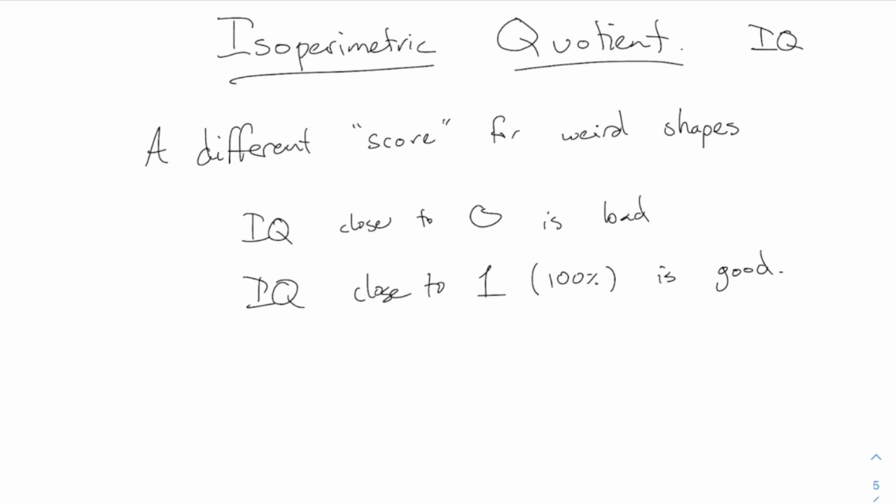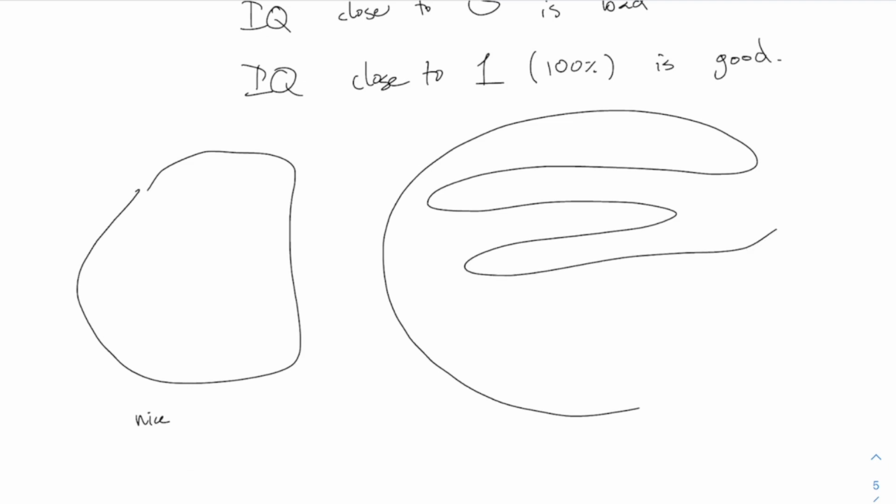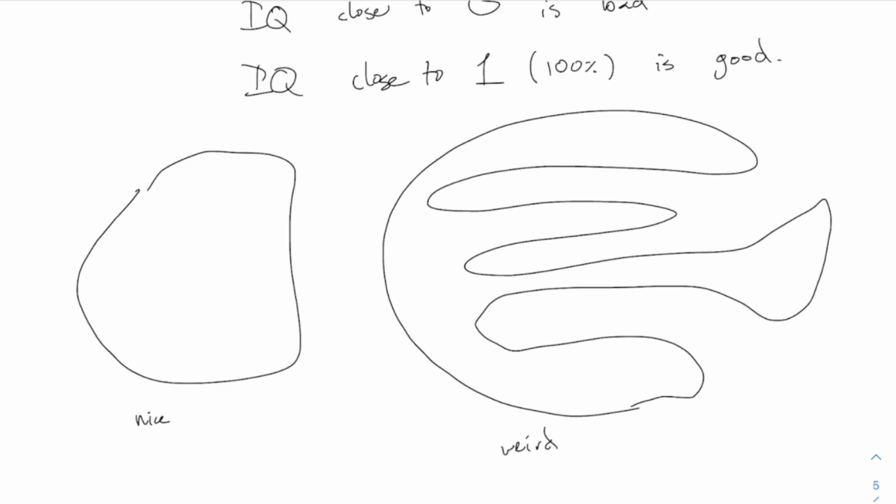All right, I'm going to draw again a fairly nice shape versus a weird shape. Hopefully this won't be upsetting to anybody. Let's say that's my weird shape over here. This is weird. Now, the idea behind the isoperimetric quotient has nothing to do with the convex hull, so we're not going to even think about the convex hull. It has to do with the area of the original shape versus the perimeter of the original shape. Remember, the perimeter is the distance around the edge.